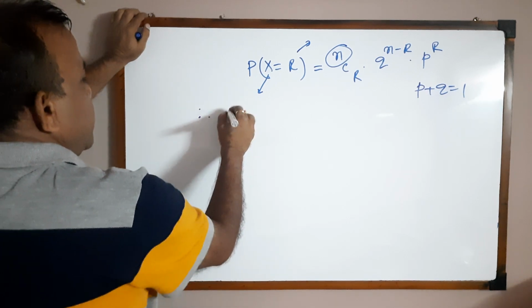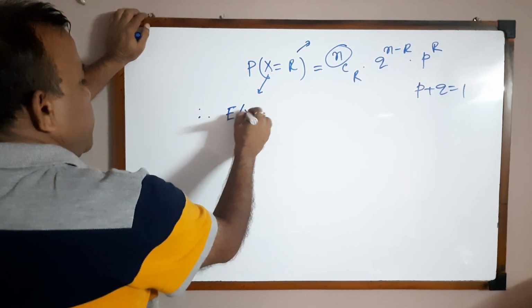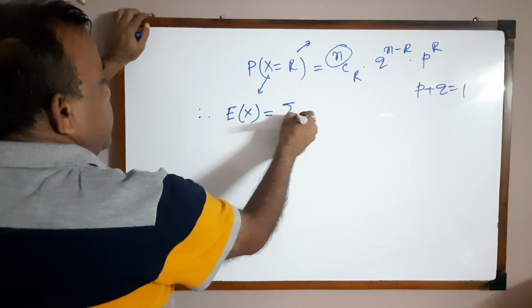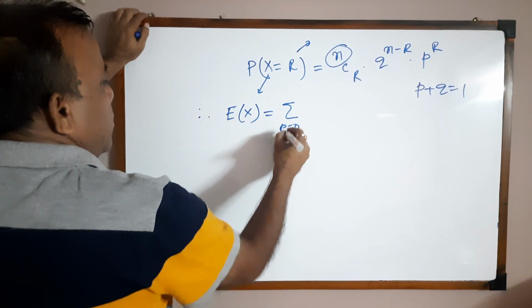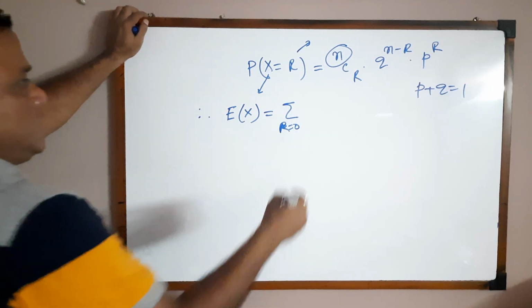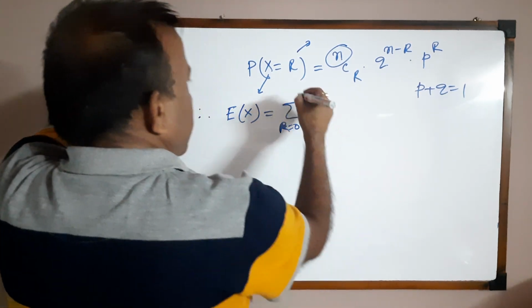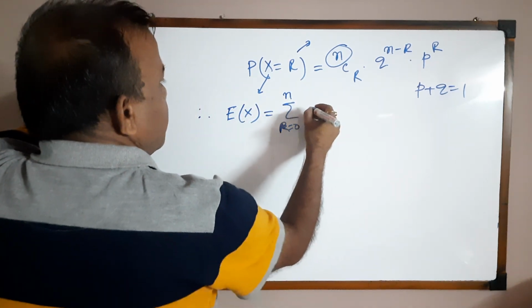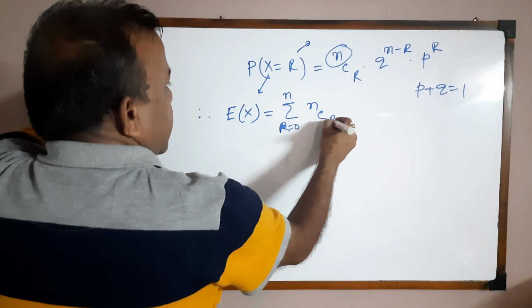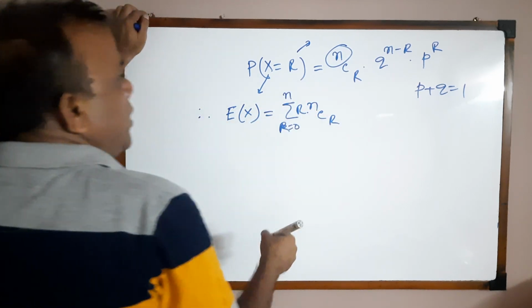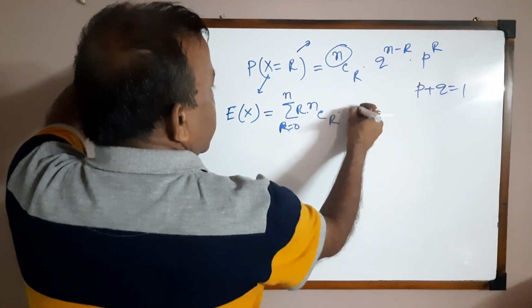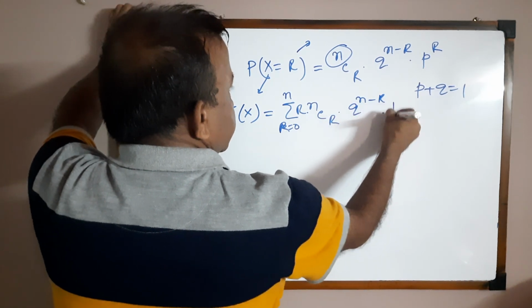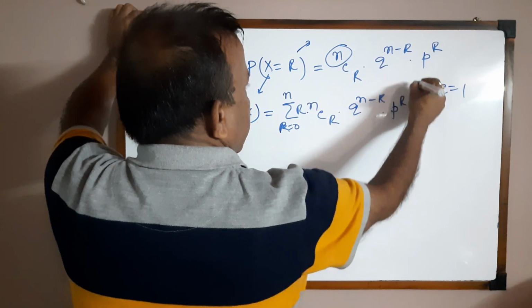Now the mean or expectation is E(X) equals summation r equals 0 to n of r into nCr into q to the power n minus r into p to the power r.